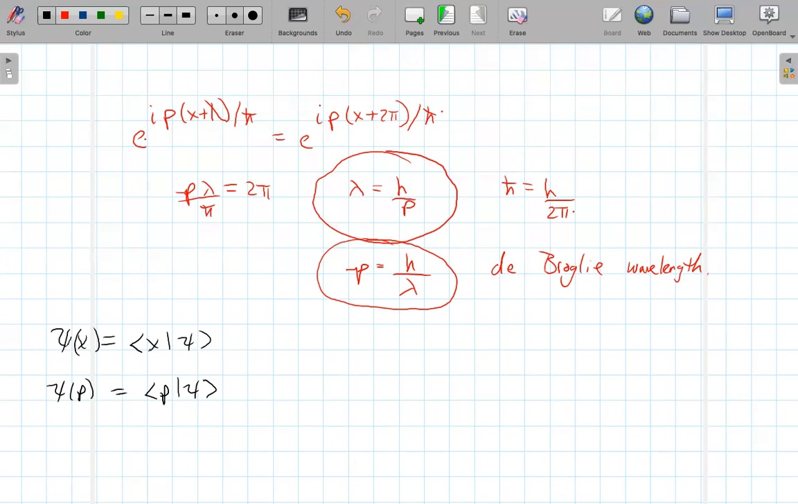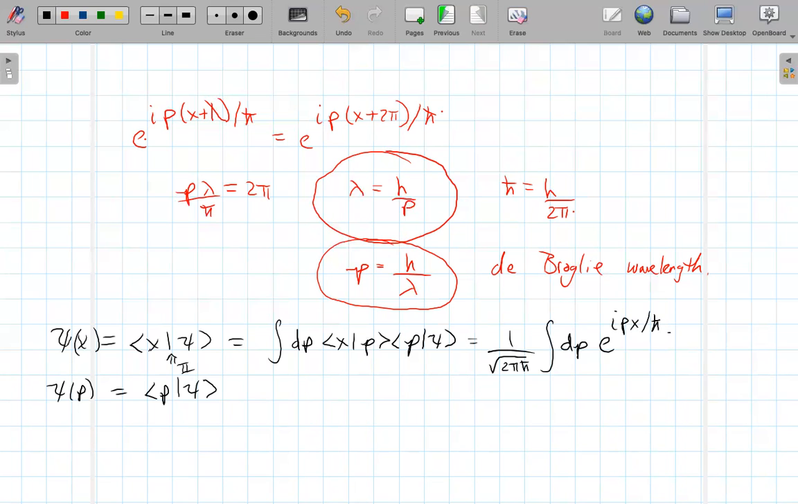Well, if I start off with the top one, then I'm going to expand this by again putting in an identity for my momentum operator here. So this is going to be equal to the integral of dp of x p p psi. This is just the momentum wave function. So this is then equal to 1 over the square root of 2 pi h bar, our normalization constant, integral over the momentum of e to the i px divided by h bar times psi of p.